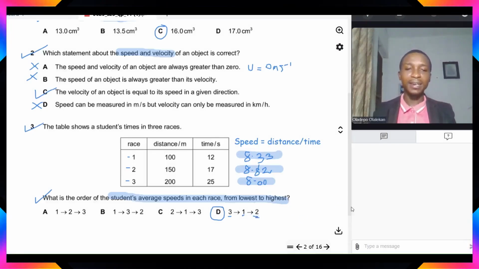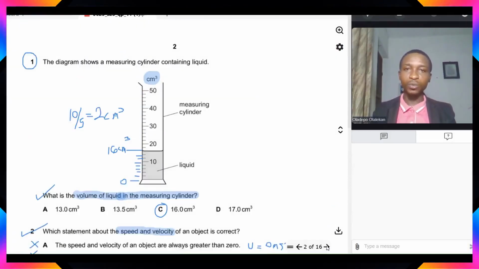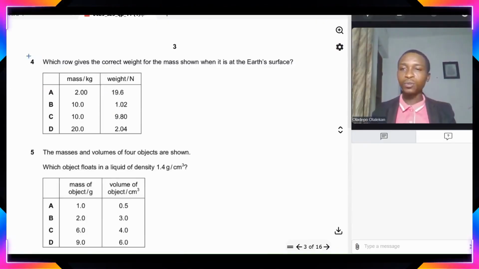All right, learners, have you grabbed that? Let's move to the next question, which is question 4. Question 4 reads: which rule gives the correct weight for the mass when it is at the Earth's surface?